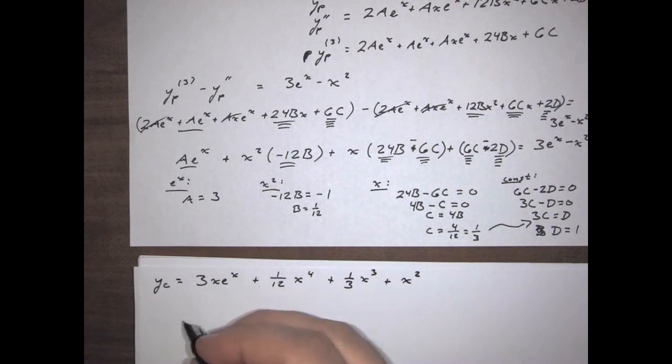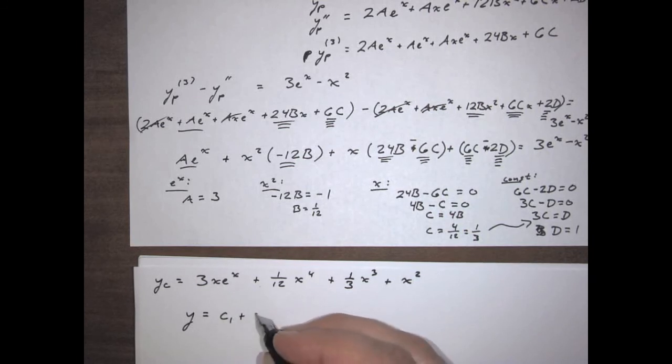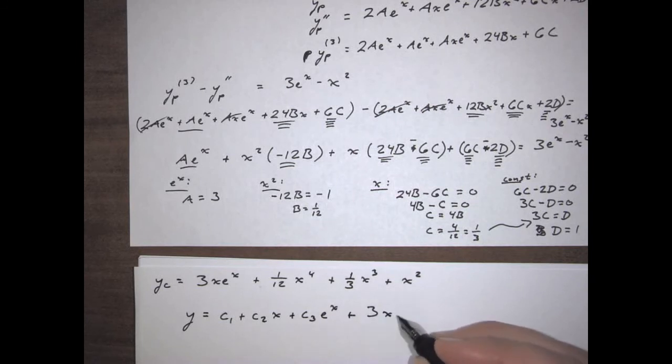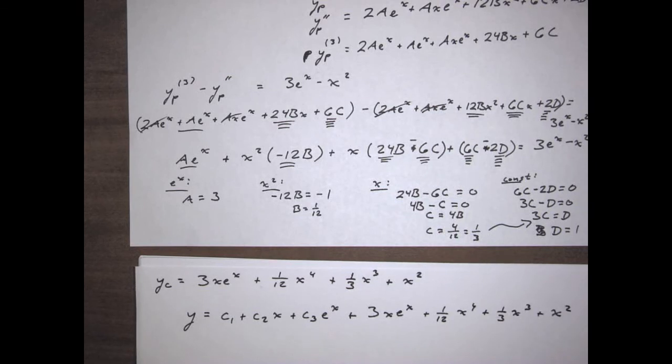And so that gives us as a general solution c1 plus c2x plus c3 e to the x plus 3x e to the x plus 1/12 x to the fourth plus 1/3 x cubed plus x squared.